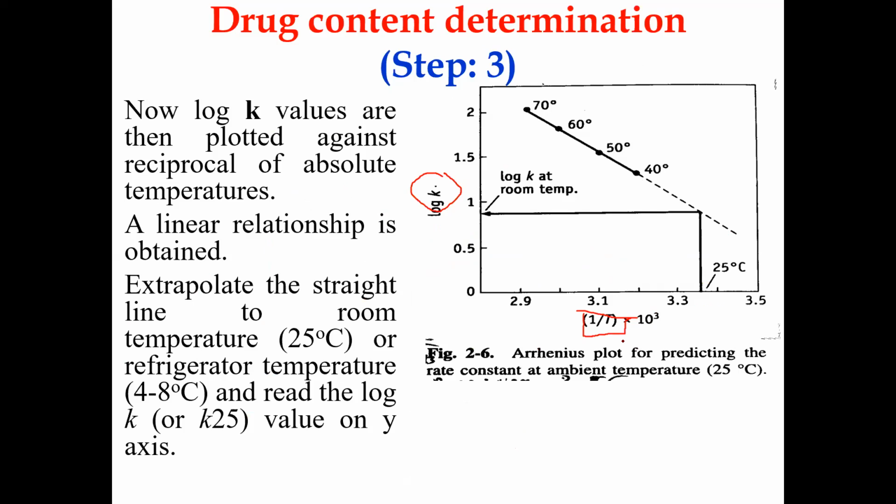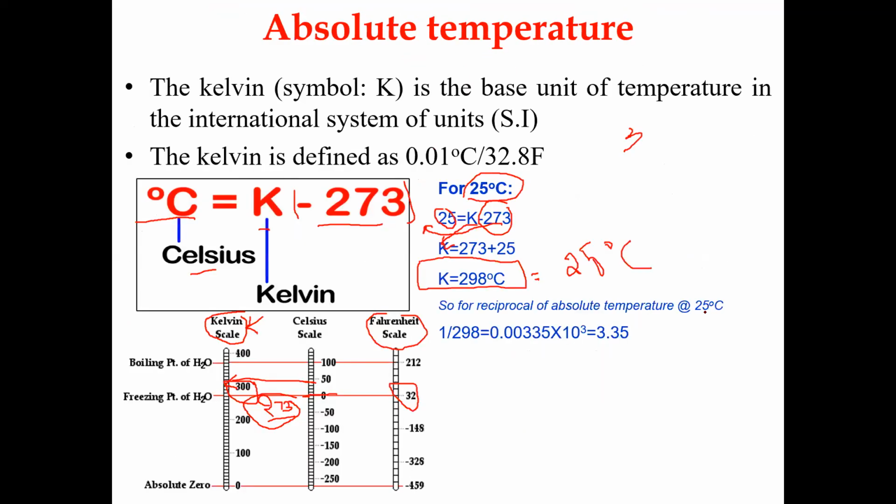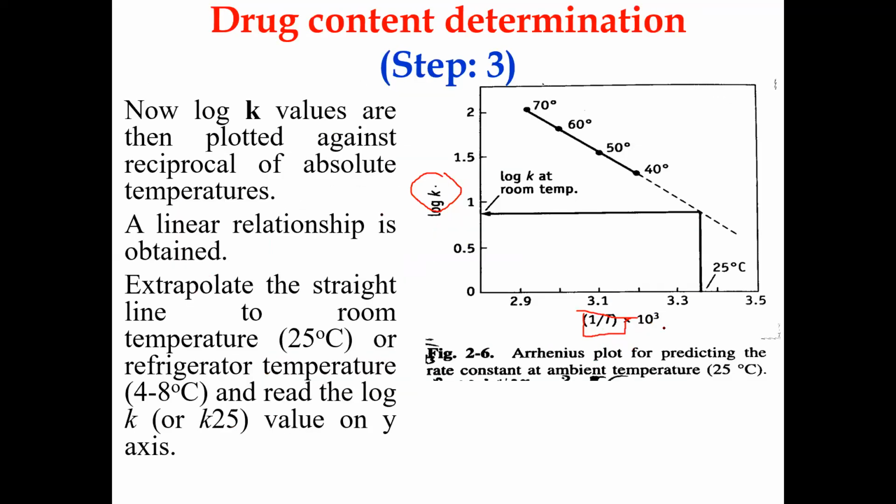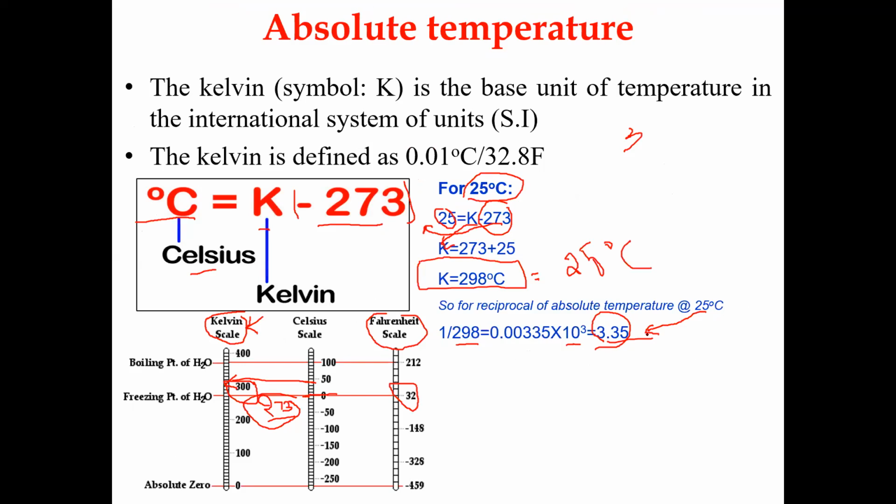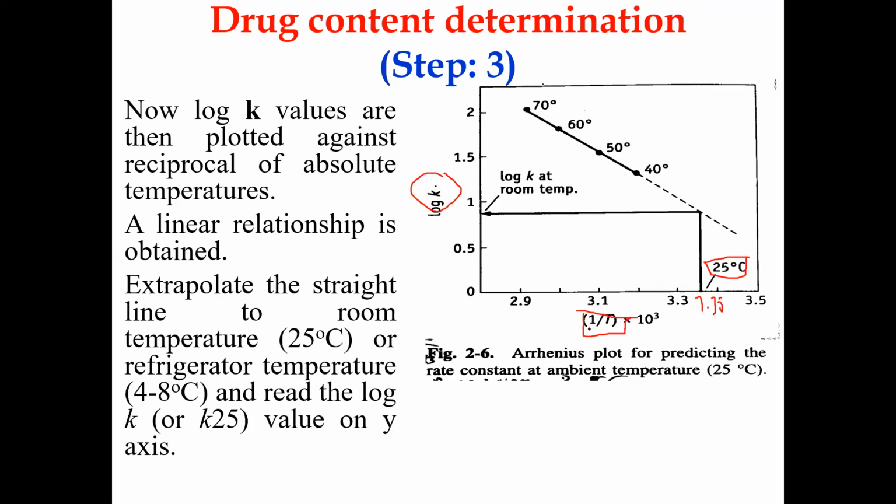So you can see the graph now: the reciprocal of absolute temperature into 10 to the power 3. If you want to convert 25 degrees into the reciprocal of absolute temperature, it is 1 by 298 into 10 to the power of 3, nothing but 3.35. That's why I could say 25 degrees centigrade corresponds to 3.35 as per this. Whatever value you got here, 3.35 on the reciprocal of absolute temperature axis is nothing but 25 degrees centigrade, right?